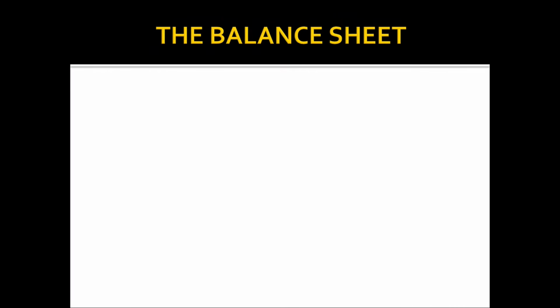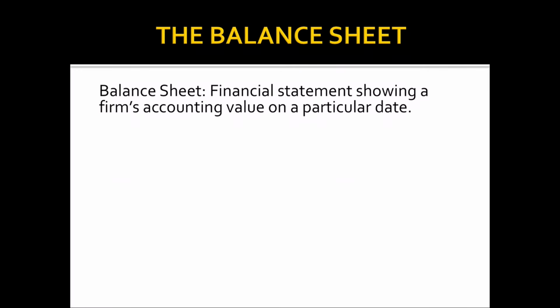So the first financial statement that we are going to discuss is the balance sheet. What is the balance sheet? The balance sheet is a financial statement showing a firm's accounting value on a particular date. One way that you can look at a balance sheet is that it is a snapshot of the firm at a particular time. It's like taking a picture of the company and showcasing everything that the company owns, what it owes, and then the difference would be the shareholders' equity, what we call a residual value.